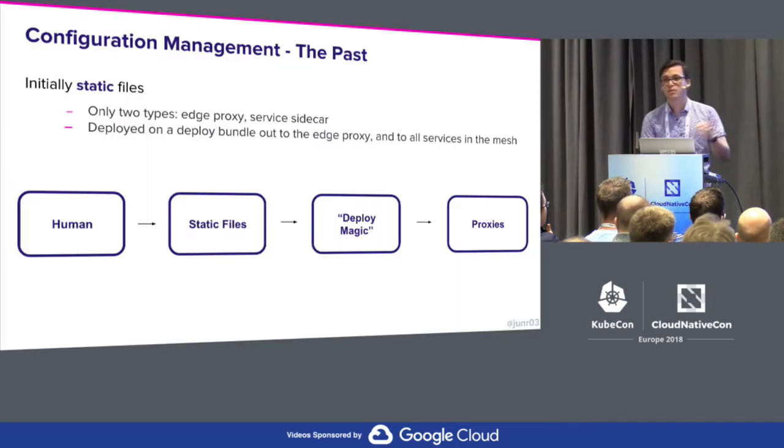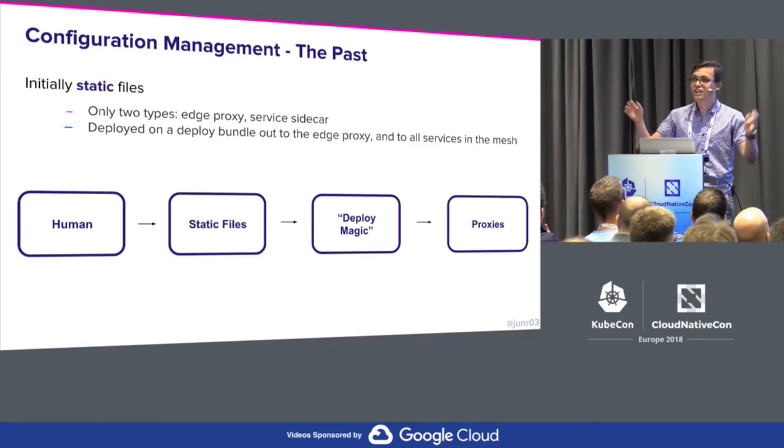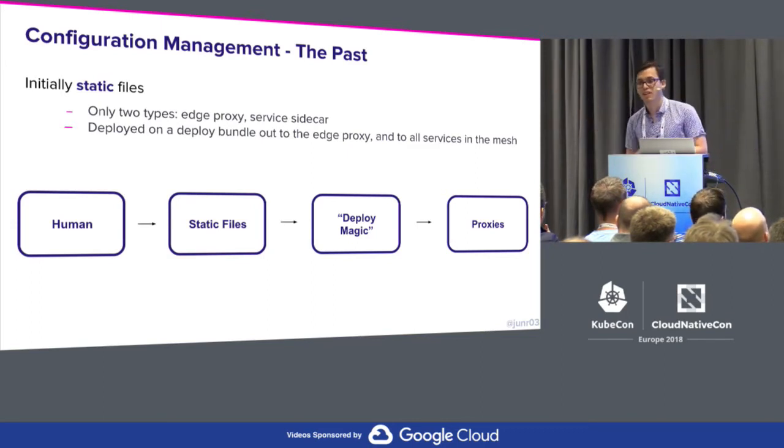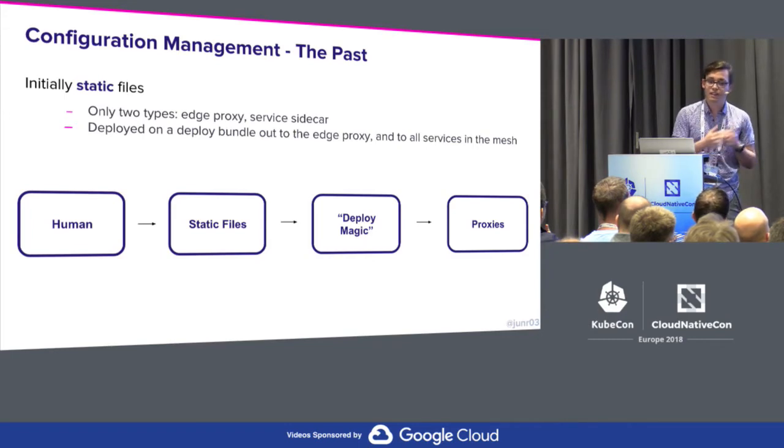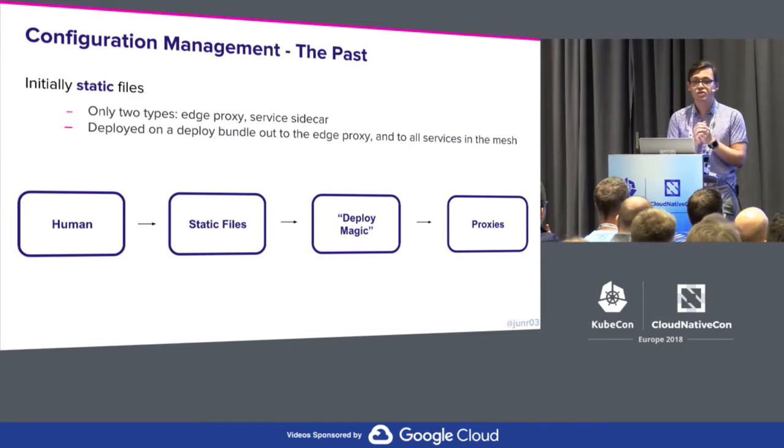In the past, when we were rolling out Envoy, we started out very simple. There was a human, and that human edited static files. Then we had some deploy magic, and that put configuration files out into our proxies. There were only two types of configurations, at the edge and in our sidecars, and it was deployed together with code changes to the proxies. So when you were deploying configuration, you were also deploying binary changes.